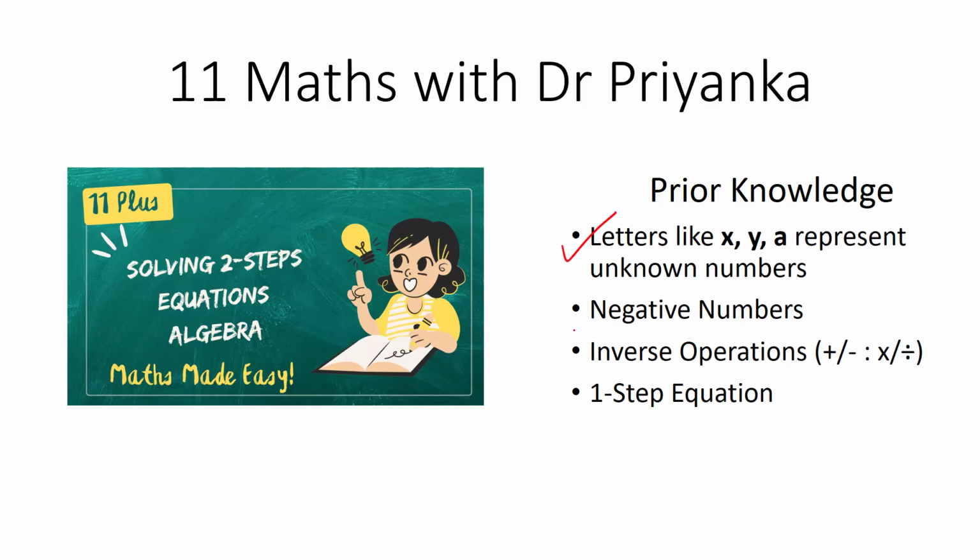Then we need to be very happy and confident with our negative numbers, and inverse operations. So the inverse of plus is minus, and multiplication is division, and vice versa. And in one-step equations we used the balancing method. So basically balancing the operation: whatever you do on the left side, you have to do the same operation on the right side. So we do not change our equation mathematically.